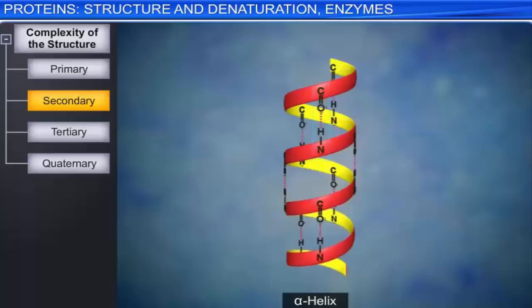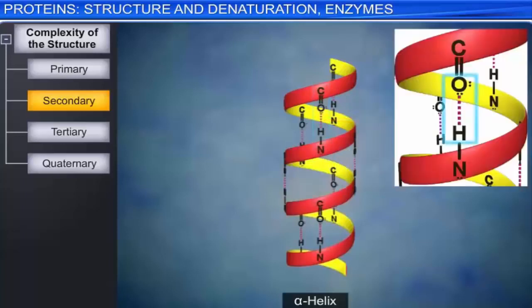The hydrogen bonds occur between the oxygen atom of the carbonyl group of one amino acid residue and the hydrogen atom of the NH group of a different amino acid residue on the adjacent turn of the helix, as shown here.